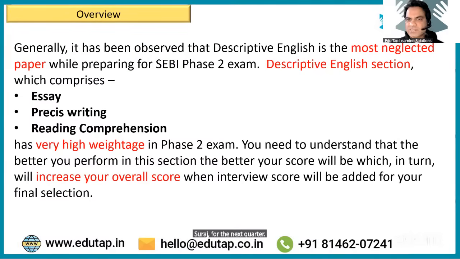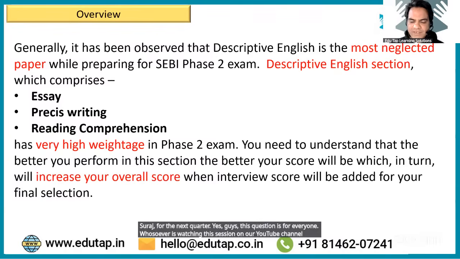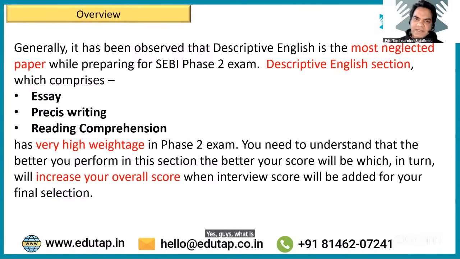Yes, guys, this question is for everyone, whosoever is watching this session on our YouTube channel and live here on the Zoom session as well. What is the predicted GDP rate for the next quarter? 8.2 was last quarter. Second quarter, 4.6, no. 7.4 is the expected GDP, which came out recently.